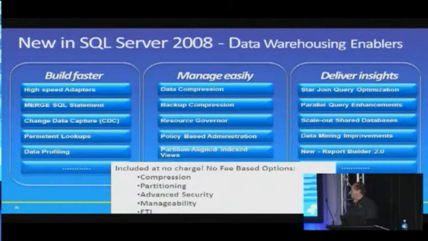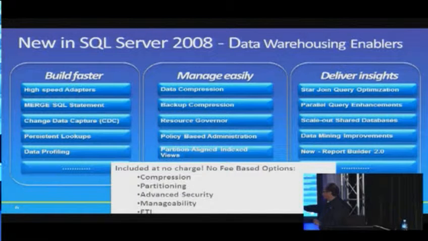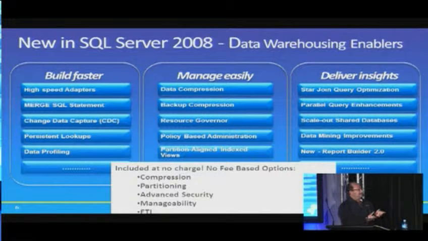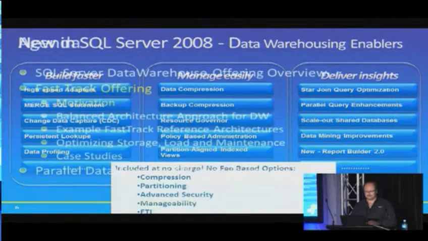So to do the marketing thing, it included, at no charge, compression, partitioning, advanced security, manageability. If you're looking for improvement, generally a couple of the key improvements we've done are the compression and the partitioning strategies, the way we align partitions with indexes and all that. Those help tremendously.